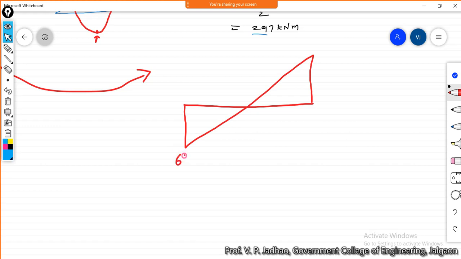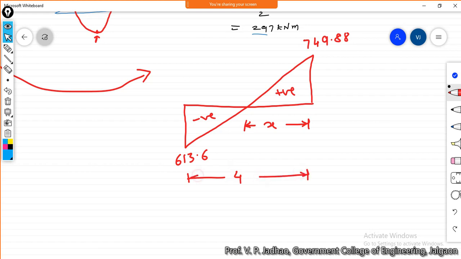This is 613.6, and this is 749.88 kilonewton shear force. This is positive shear force and this is negative shear force. Let us consider this particular distance is x, and we know that this total distance is 4 meter, that is the distance between two columns. So therefore this distance will be 4 meter minus x.